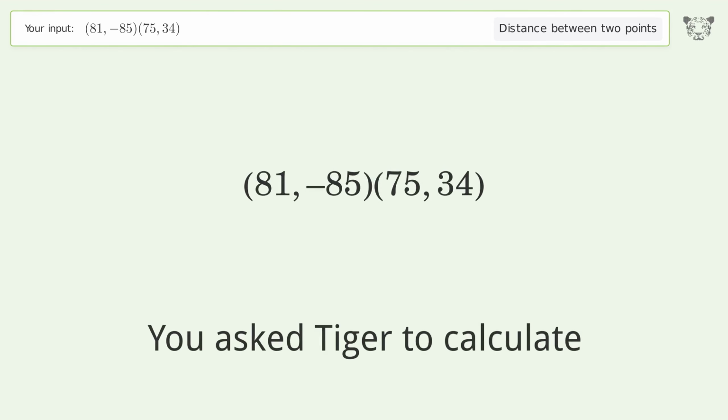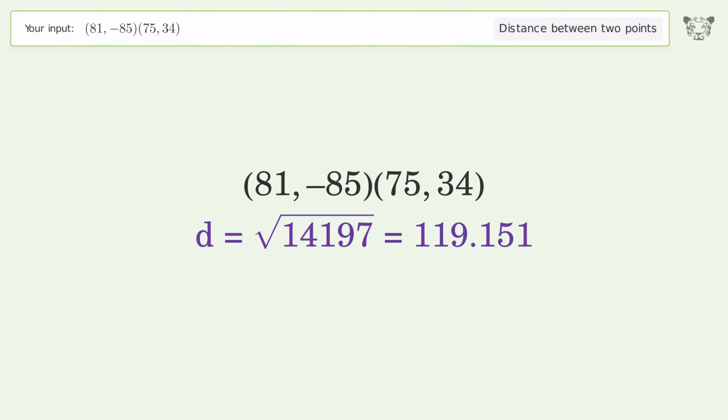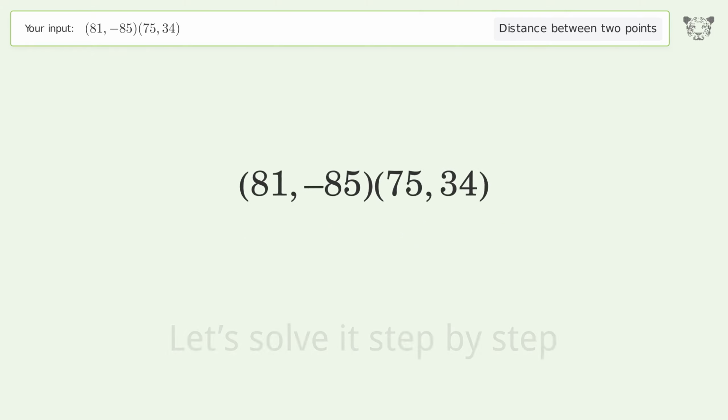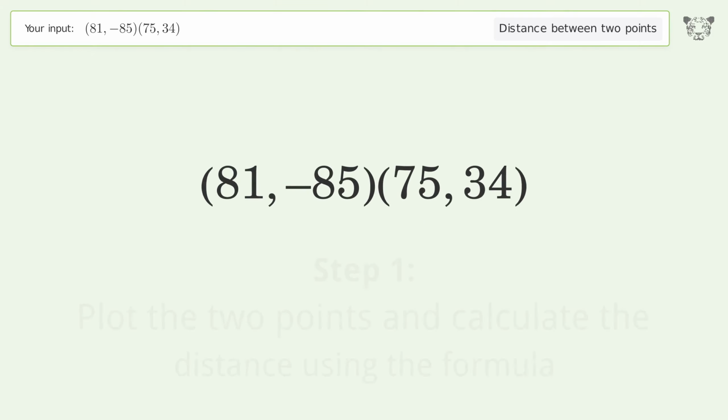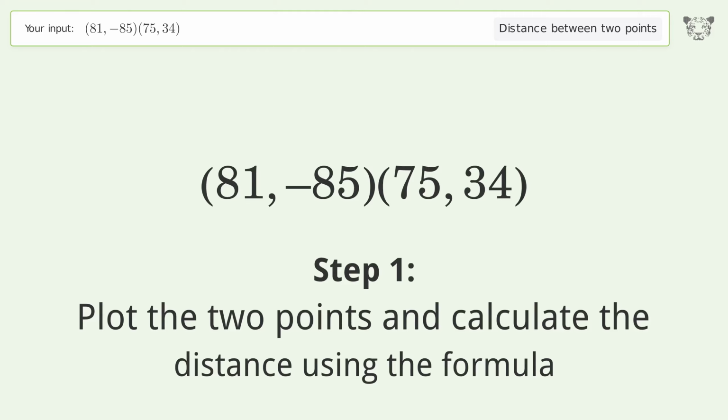You asked Tiger to calculate. This deals with the distance between 2 points. The distance between the 2 points is the square root of 14,197 or 119.151. Let's solve it step by step. Plot the 2 points and calculate the distance using the formula.